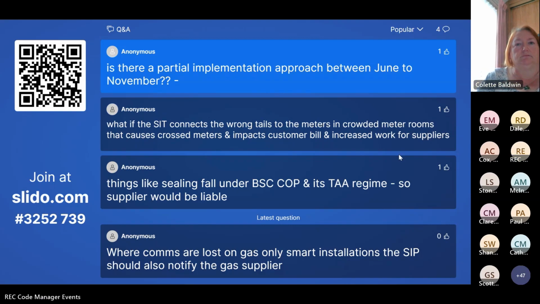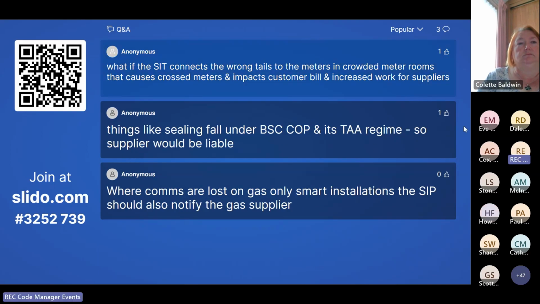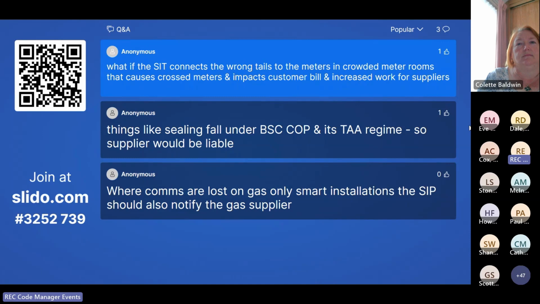Thank you, Colette. What if the SIP connects the wrong tails to the meters in a crowded meter room that causes cross meters, impacting customer bills and increased work for suppliers? You spoke around the regime for liabilities and DCUSA, right? Is this part of that consideration again? Well, why would a MEM do this? This is a qualified, accredited MEM, so we start from the premise that they know what they're doing. This is not something anybody sets out to do, but occasionally some things go wrong, and that's why we have a liabilities framework, and that's why the SIPs are being required to accede to DCUSA, to make sure that suppliers and the DNOs have a regime where liabilities can be addressed.